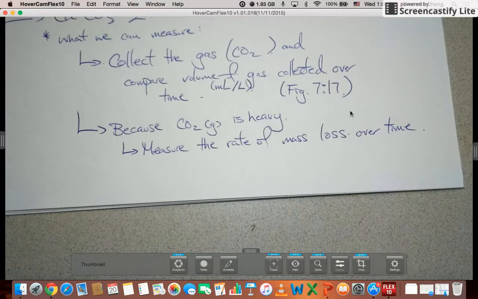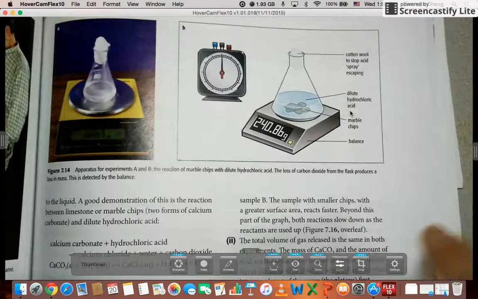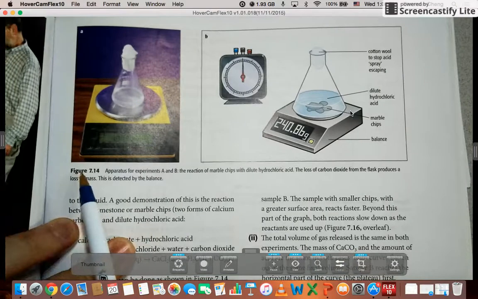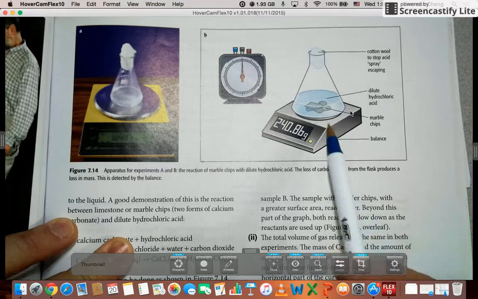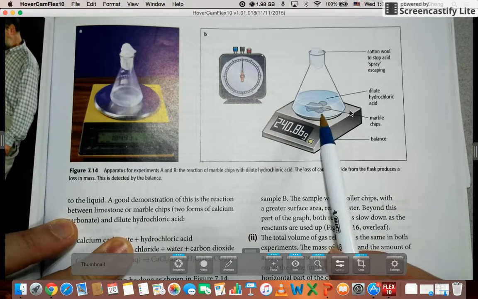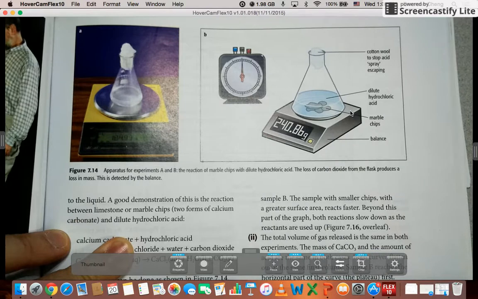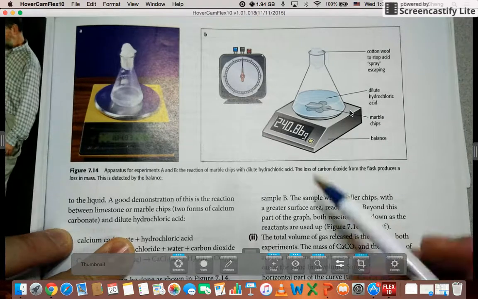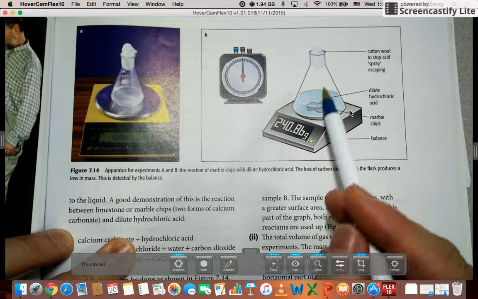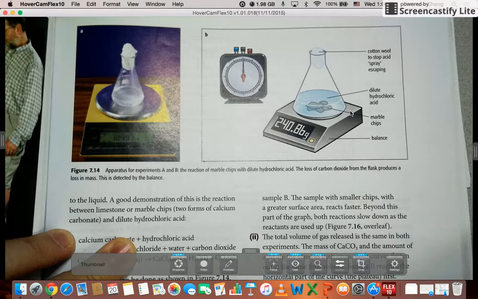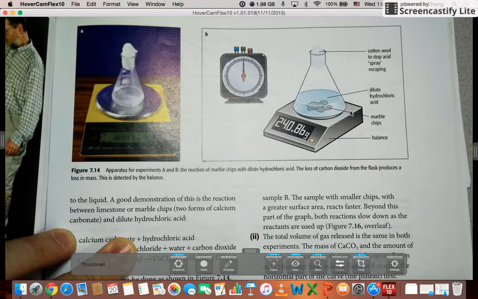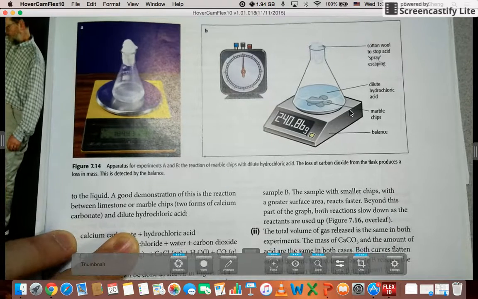In fact, this is the demonstration that I've done before Christmas, as well as there's in the textbook this diagram setup, figure 7.14. As you can see, a reaction flask. Now this one here, they have marble chips. So rather than powdered CaCO3, they have pieces, chunks of CaCO3. And then you can see how long it takes for the mass to go down. Do you guys follow so far? So this is figure 7.14. This is another way to set up or do this experiment.